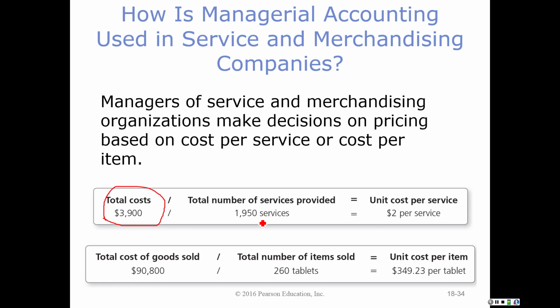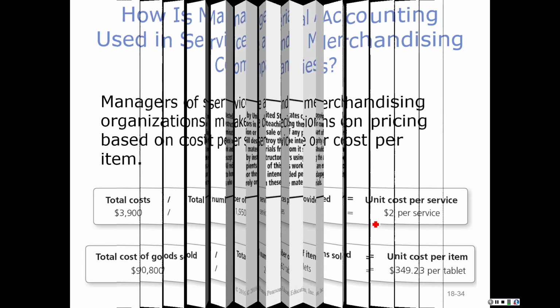Divide that by the number of services that you've provided, and we know that our cost per service is $2 per service. Okay, so the concept is the same, but the total cost of our service and the total cost of manufacturing our product are delivered in two completely different ways.